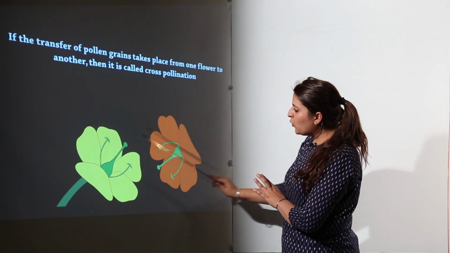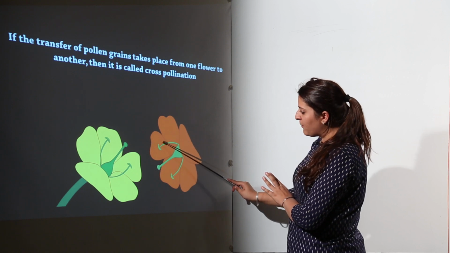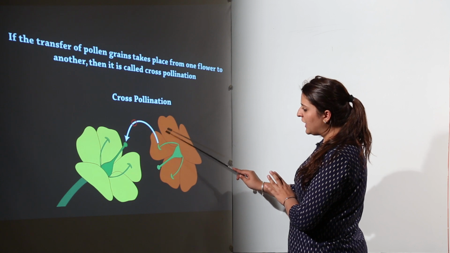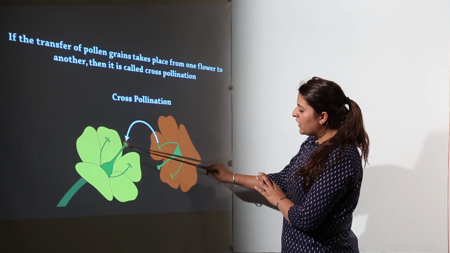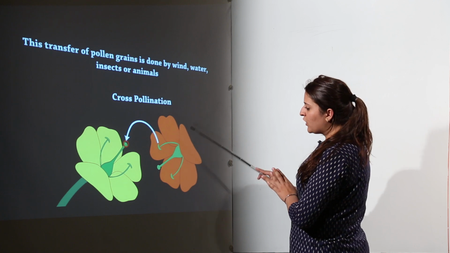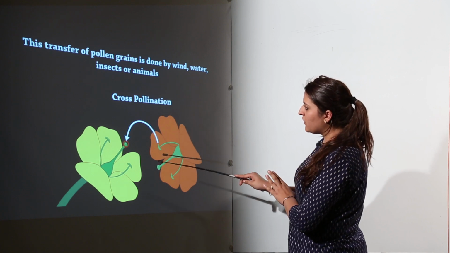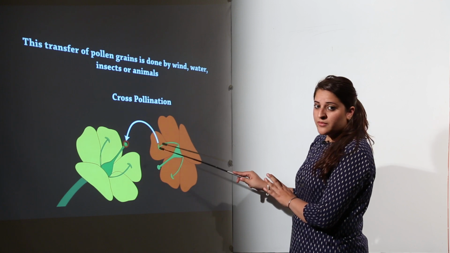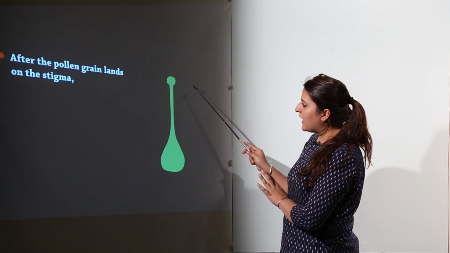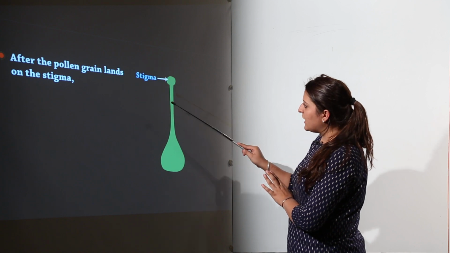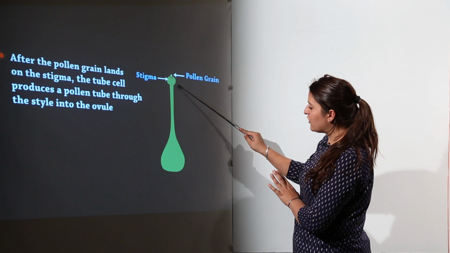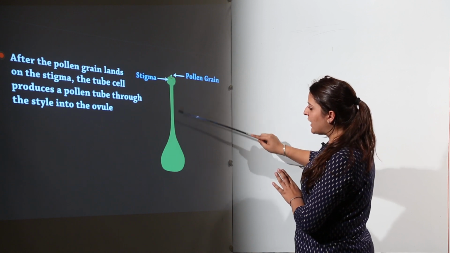But if there are two different flowers and the stamen of one flower is transferring the pollen grains, or the male gamete, from one flower to the female part of another flower, it is known as cross-pollination. For cross-pollination to occur between two different flowers, it needs some agents, and these are insects or air. After the pollen grain lands onto the stigma, whether it is self or cross-pollination, it must move inside the ovule.